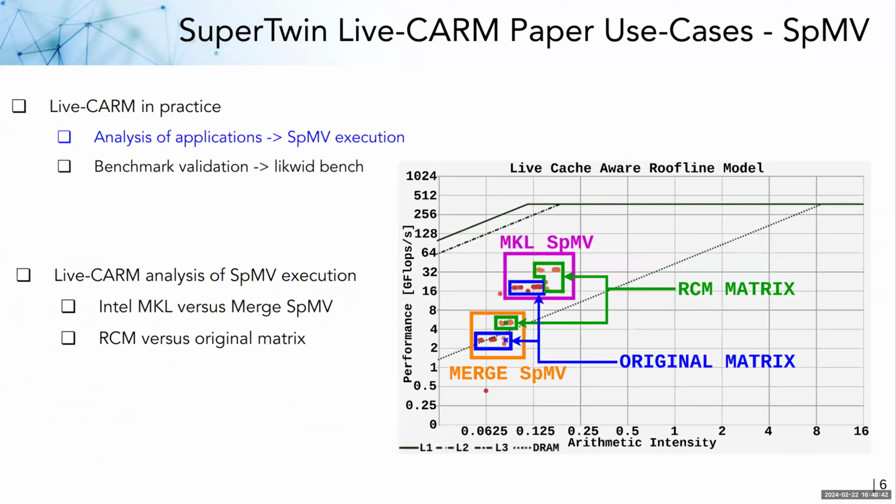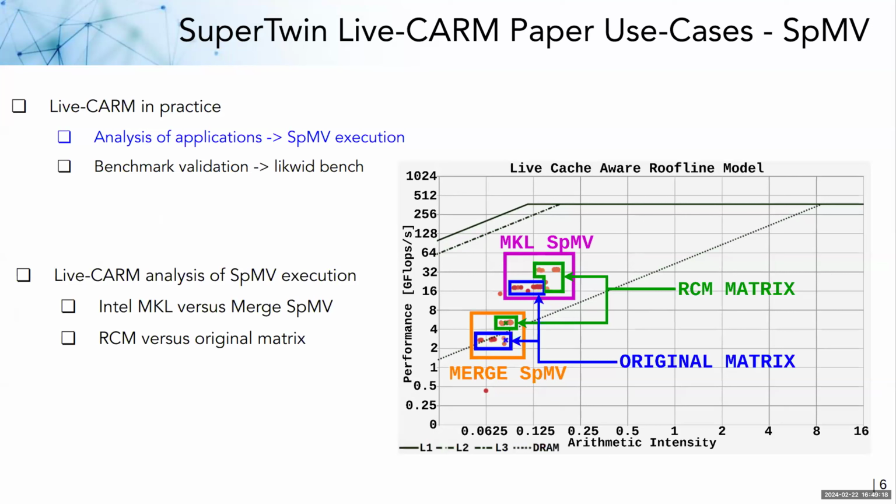So next up, I'll show you some possible use cases where you could use the live CARM. These could be things like application analysis and benchmark validations. For the example of application analysis, we ran here two different SPMV implementations: Intel MKL SPMV in pink and the Merge SPMV in orange. This was run on the original matrix, and then its RCM reordered version, to also observe the improvement that we get by reordering our matrix before running SPMV.